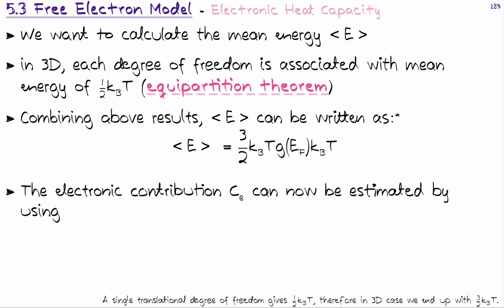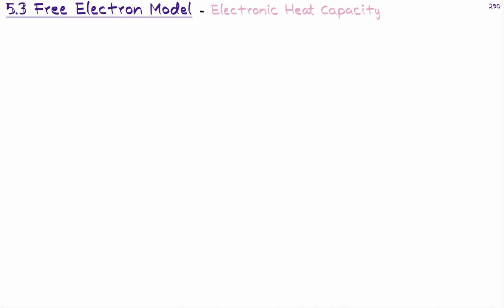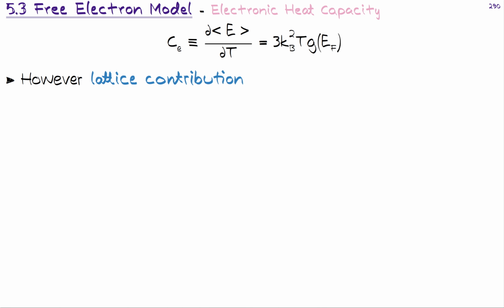So the electronic contribution CE can then be estimated via its definition, so that we calculate the temperature derivative of our mean energy, and that gives us simply 3 times kB squared times T times the density of states nearby the Fermi level. And this is now our heat capacity contribution associated with the conduction electrons. And please note the temperature dependence. It's just a linear temperature dependence that will explain how come at cryogenic temperatures this contribution becomes dominating.